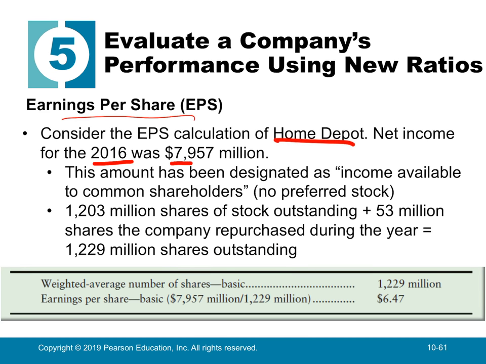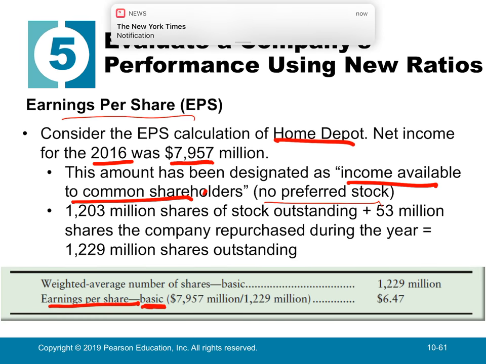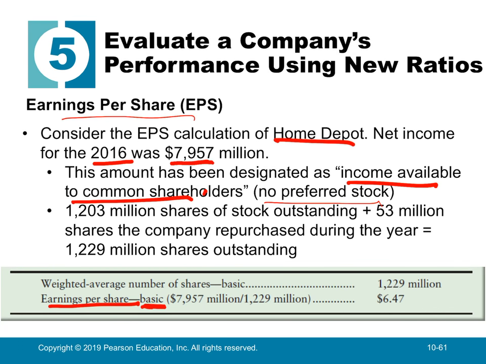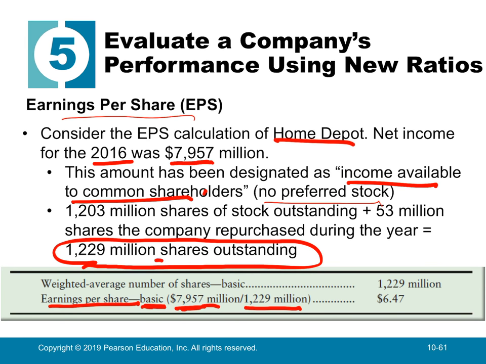Net income in 2016 was $7,957,000,000, right? There's no preferred stock for Home Depot, so all of it we're going to call available to common stockholders. So how are we going to calculate earnings per share? We're calculating what's called the basic earnings per share. We are simply going to take this amount, 7,957, divided by the 1,229,000,000 shares outstanding.